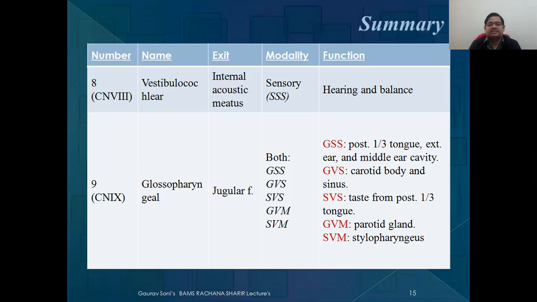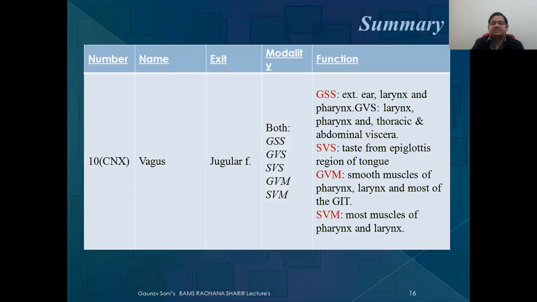Then there is glossopharyngeal, the ninth one. The exit point is the jugular foramen. It has many modalities like GSS. Through GSS, the posterior one-third of the tongue, external ear, and middle ear cavity are innervated. GVS supplies the carotid body and sinus. SVS takes taste from the posterior one-third of the tongue. GVM, parotid gland; SVM, stylopharyngeus muscle. So this is for the ninth cranial nerve, glossopharyngeal nerve.